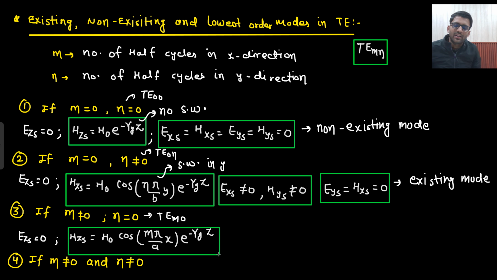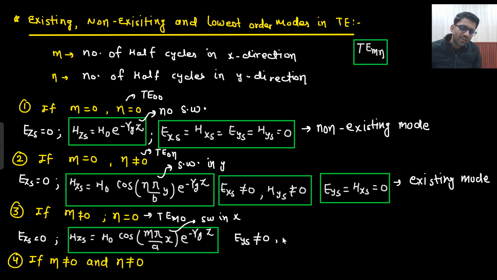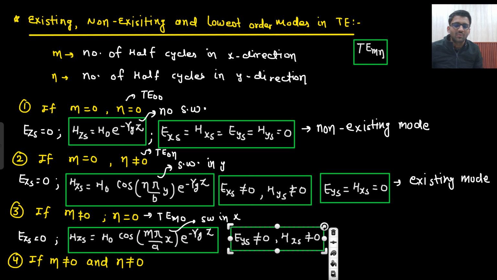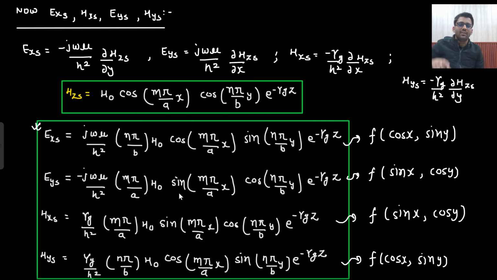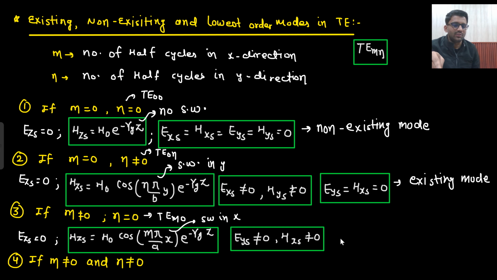Certainly, there will be a standing wave in X. Similarly, here your EYS will be non-zero and HXS will be non-zero. Since I have been studying it for a longer time, I remember, but you can see it here. If you put N equals to 0, then this is gone. But if you put N equals to 0, then only this term will be gone. If M is finite, then this will be remaining. So EYS and HYS are non-zero, but EXS and HYS will be equal to 0.